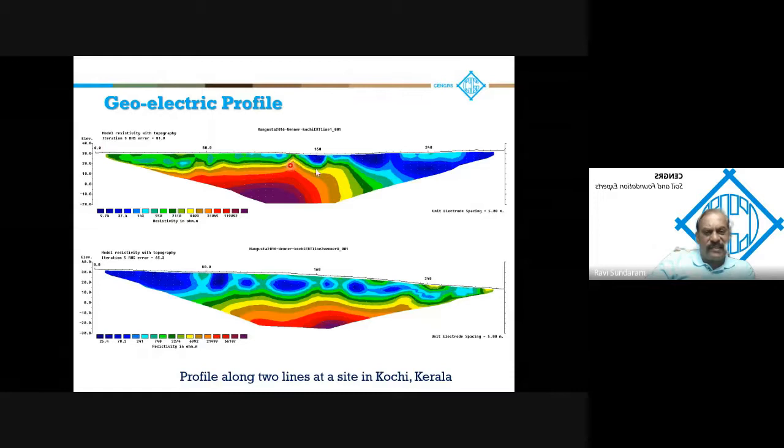So you can see here, these are all lower resistivity zones. Here you are getting the higher resistivity zones. I will not go too much into the detailed interpretation, but this is a concept which can be effectively used.